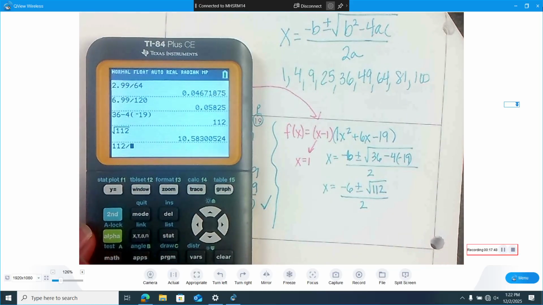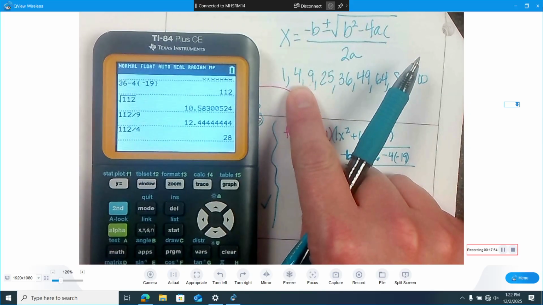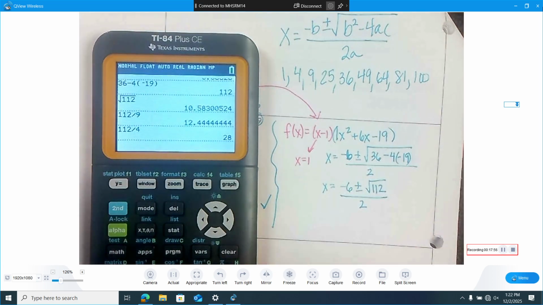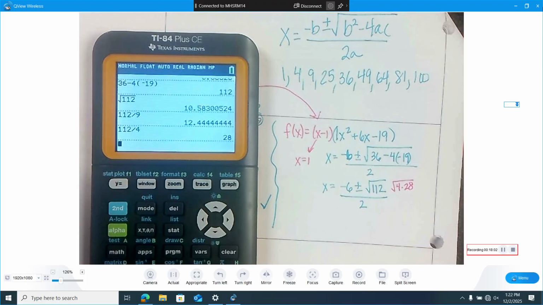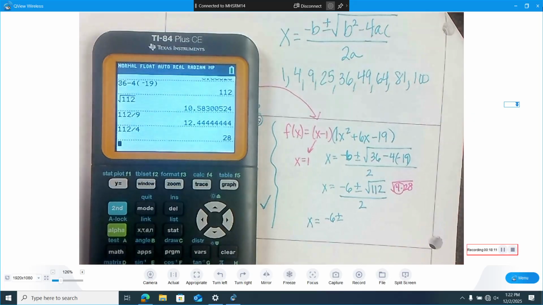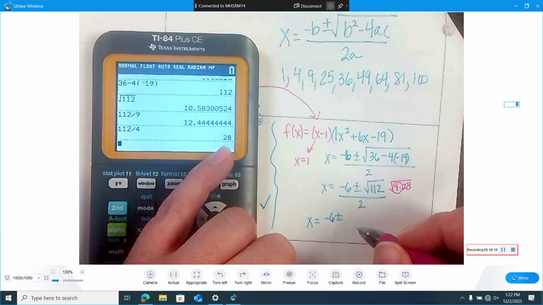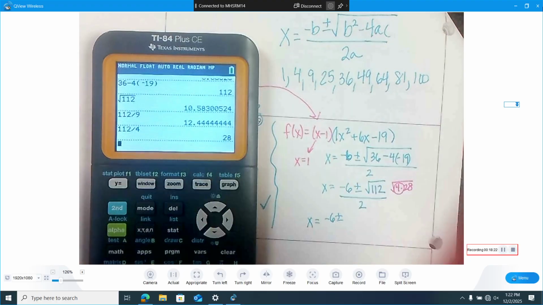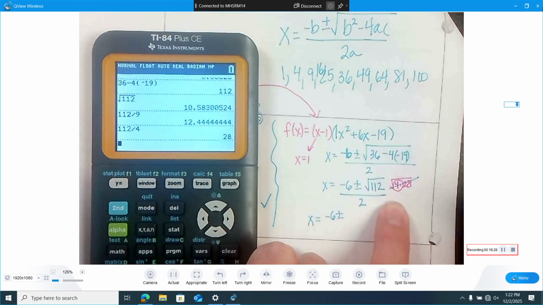So 112 divided by 9? No. 112 divided by 4? Yes. All right. So 112 turns out to be 4 times 28. And what is the square root of 4? 2. All right. So we get x equals negative 6 plus or minus. The 2 escapes. That ain't right. There's another 4 in there. Yeah. I was going to say it's 16. You skipped 16. Oh, I skipped 16. That is so funny. I totally skipped 16. I was like, wait a minute. There's another 4.